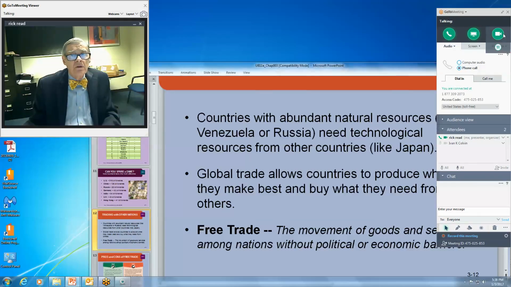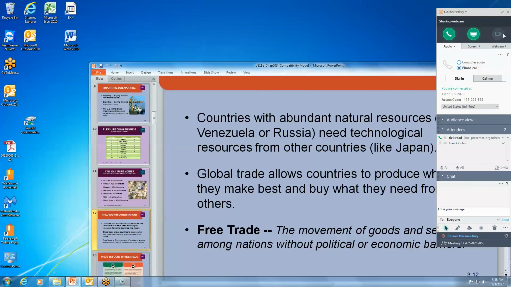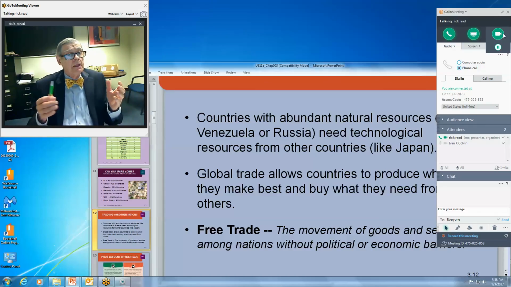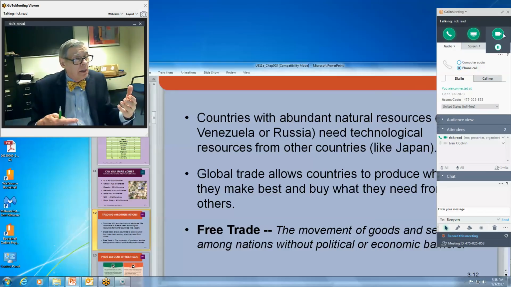We find a lot of countries have abundant natural resources. Notice that Russia is mentioned here, as well as Venezuela. But they need technical resources and technical know-how from other countries to help them extract their natural resources. Venezuela, as many of you may know, is a basket case. There are economic problems down there. But right now, the inflation rate in Venezuela is so bad, it is very difficult for people to buy basic necessities, if they can find them.